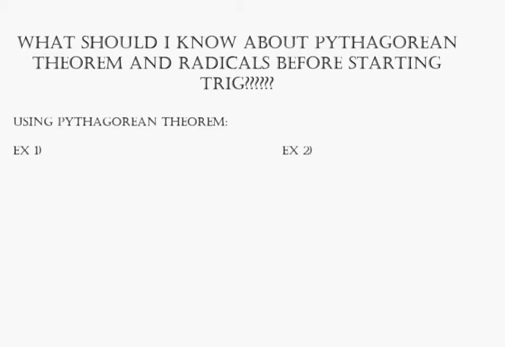Before we start a study of trig, it's first important that we know a couple things about Pythagorean theorem and radicals, specifically rationalizing numerator and denominator. So Pythagorean theorem, remember, is a squared plus b squared equals c squared. We're going to use that a lot as we use right triangles all the time. And the radicals we will discuss here in a second.